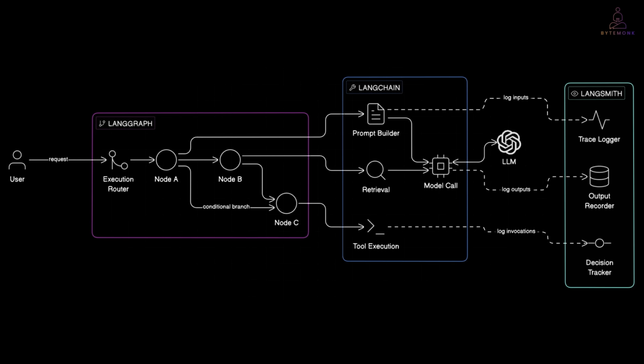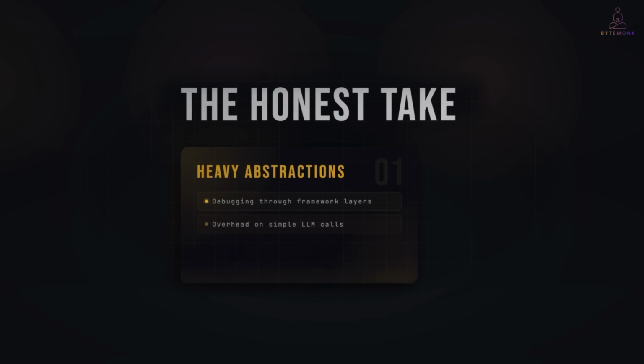Now, none of this means LangChain is perfect. The most common criticism you'll hear from engineers: the abstractions can be too heavy. When something breaks, you're often debugging through multiple layers of framework code before you even get to your actual logic. For a simple one-step LLM call, the overhead generally isn't worth it. Just hit the API directly.